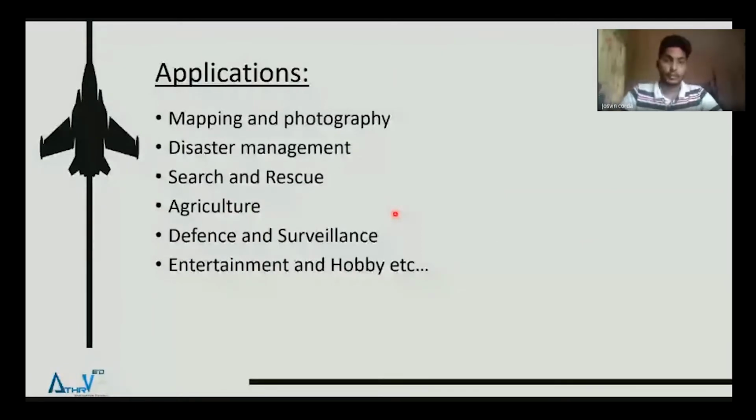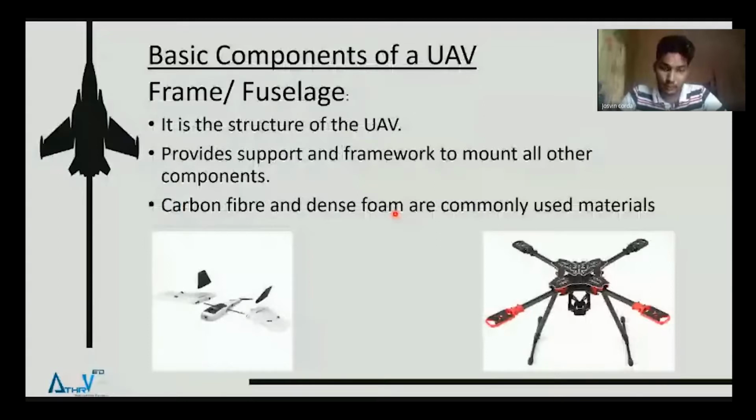So coming to the basic components of a UAV, these are the bare bone minimum components that you might need to fly a fixed wing or a multi-rotor. We'll be only concentrating on these two in this session. Frame is the structural backbone, something that supports all the other components.